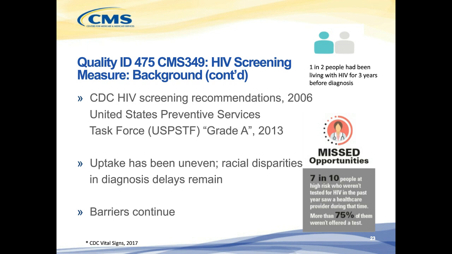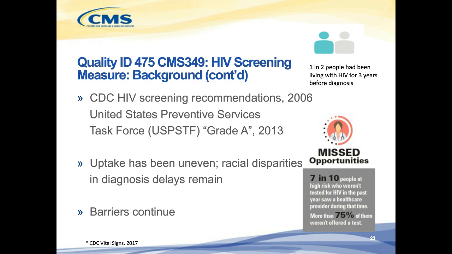For example, in 2017, 1 in 2 people had been living with HIV for 3 years, and 7 in 10 people at high risk who didn't get a test for HIV in the past year actually saw a healthcare provider during that time, but they were not offered a test. So we know many of these barriers continue. And one of the largest is not getting screened in a clinical setting because systems often don't encourage opt-out testing.